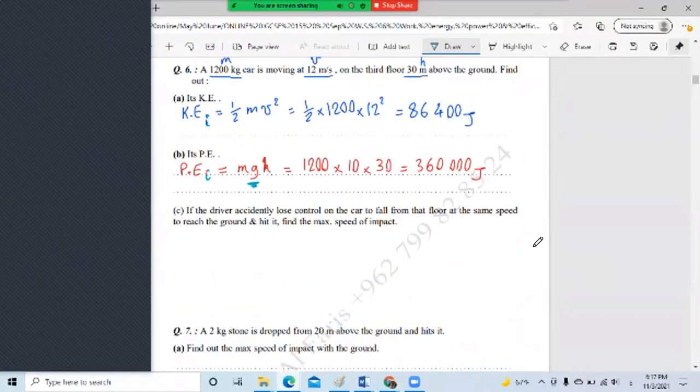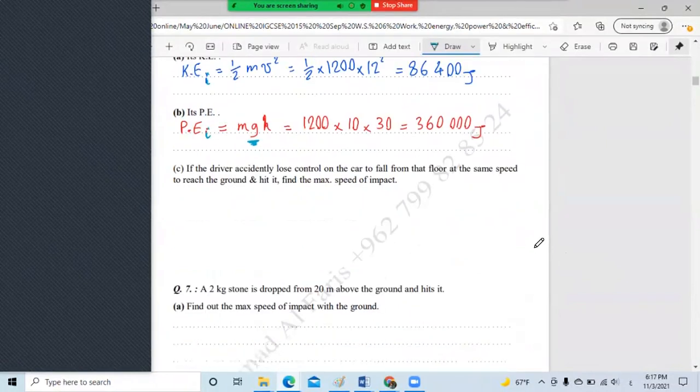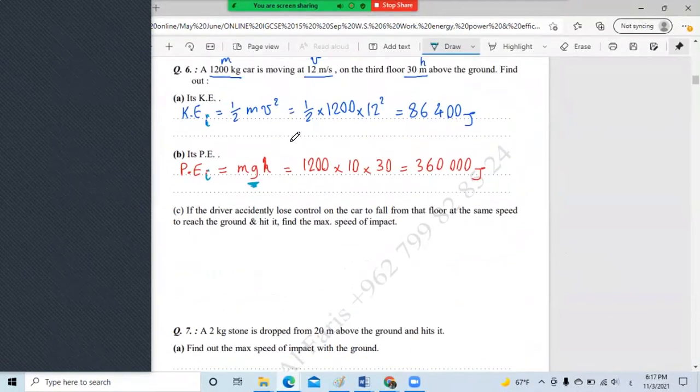Why is the speed squared? This is the formula. We are going to talk about that in more detail later. So half times mass times speed squared is the kinetic energy, and mgh is the potential energy. So these are the total energy that the car has while it's moving at this speed, at this position, at this height. Okay. Part B.